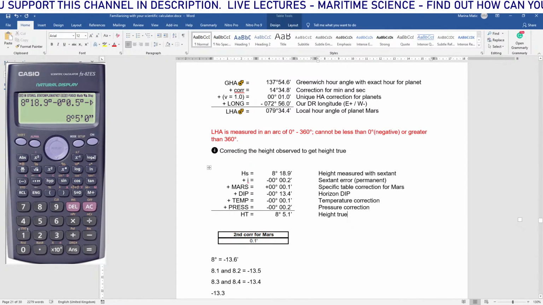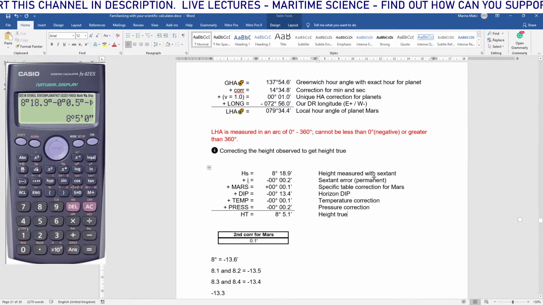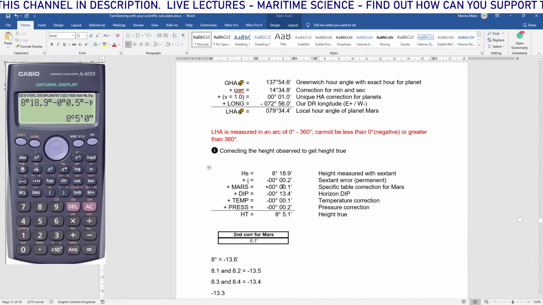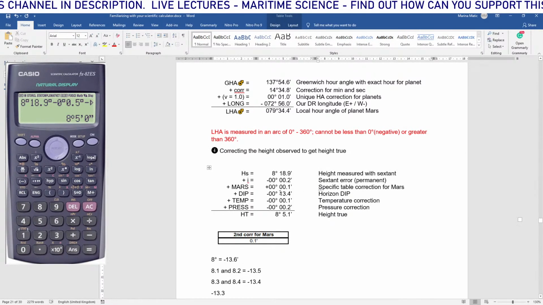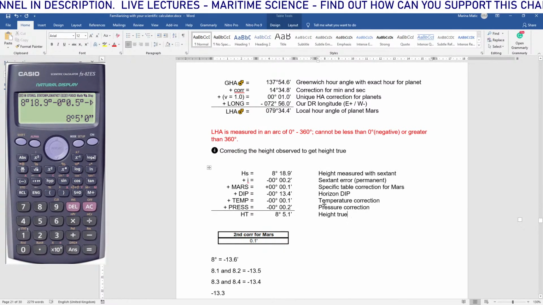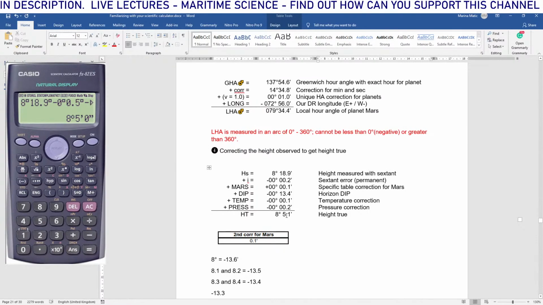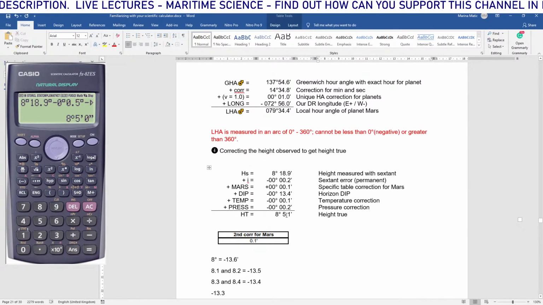Saturn and Jupiter, they do not have that. They only have one correction. So we have sextant error, that is depending on our device. We have specific correction for Mars. We have horizon dip. We have temperature correction, and we have pressure correction, air pressure, air temperature. And the end result is height true.